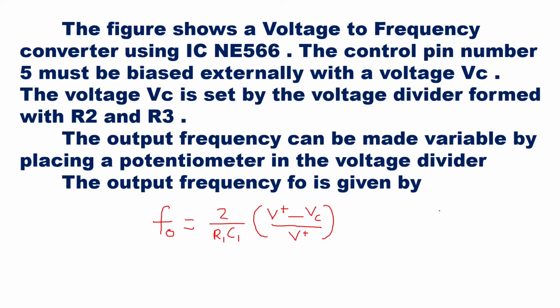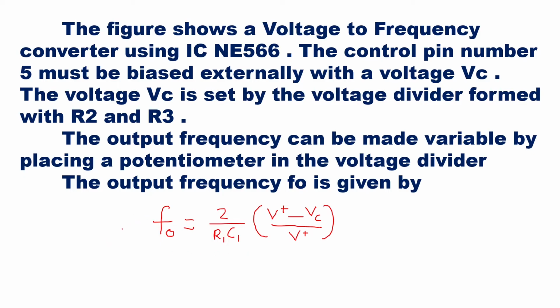Now this figure which we have seen is a voltage to frequency converter using IC NE566. The control pin number 5 must be biased externally with a voltage VC. The voltage VC, that is the control voltage, is set by the voltage divider formed with R2 and R3. The output frequency can be made variable by placing a potentiometer in the voltage divider. The output frequency is given by the formula, which we have shown here.